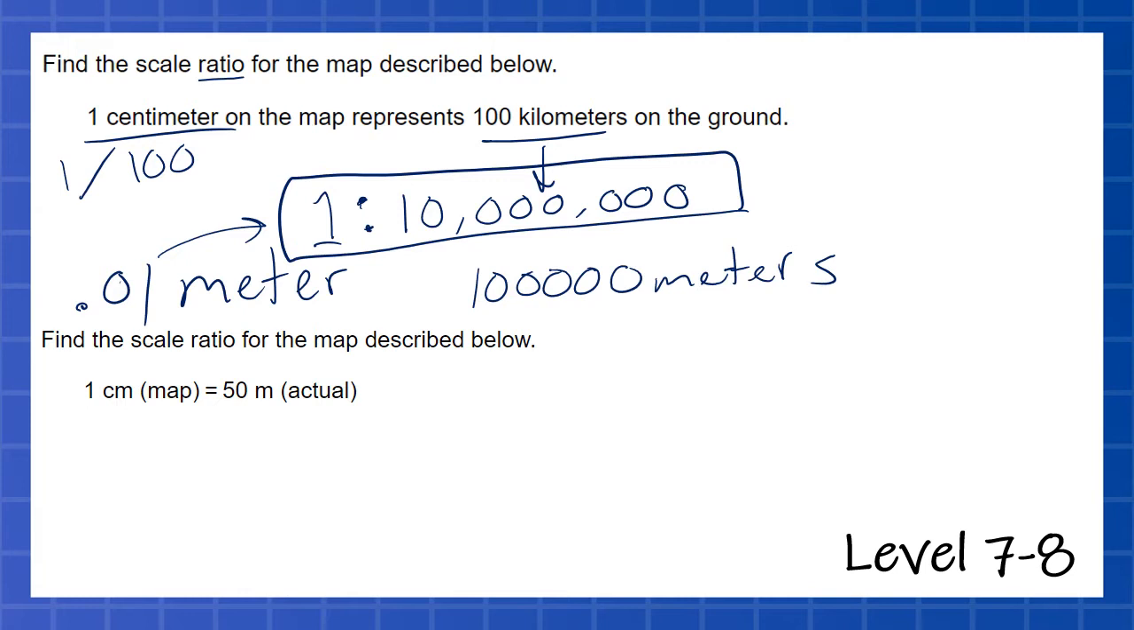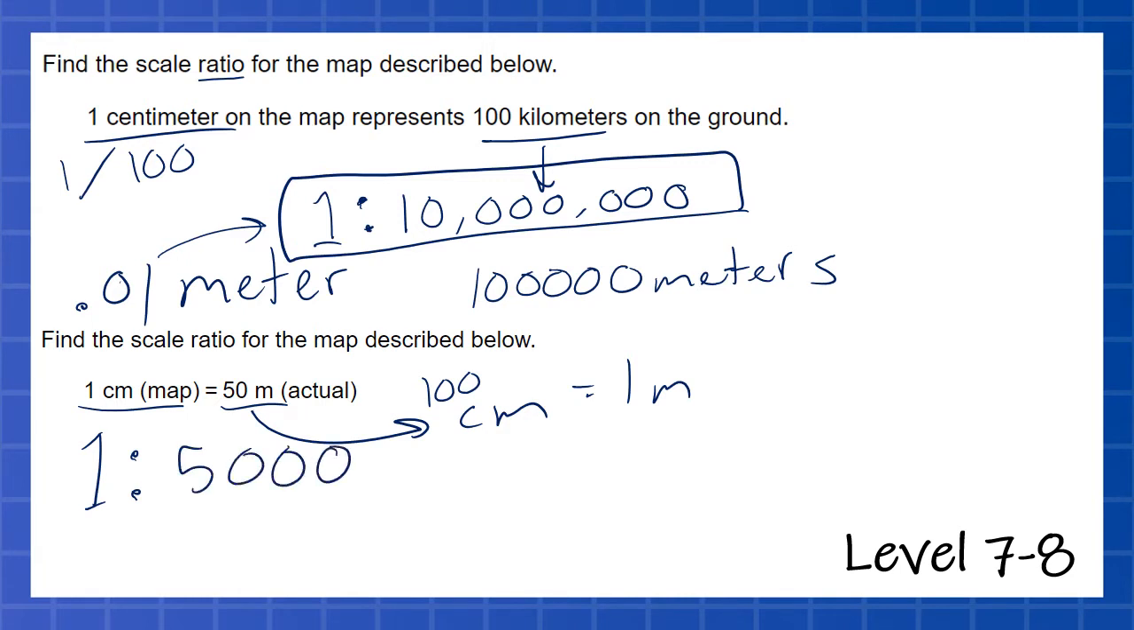Let's look at another one. This one is a little bit less of a crazy scale. We have 1 centimeter and 50 meters. Now I'm going to do the same thing and convert this into the same unit. Since this is already in centimeters and it's already 1, I'm going to convert this one to centimeters. How many centimeters are in each meter? There's 100 centimeters in 1 meter. So in 50 meters, I'm going to do 50 times 100. So there's 5,000 centimeters in 50 meters. And so our ratio here is 1 to 5,000. So what we're saying is the scale is 1/5000th.